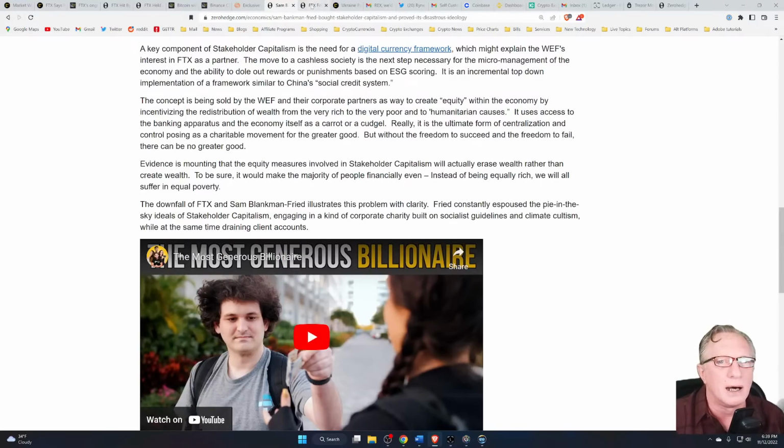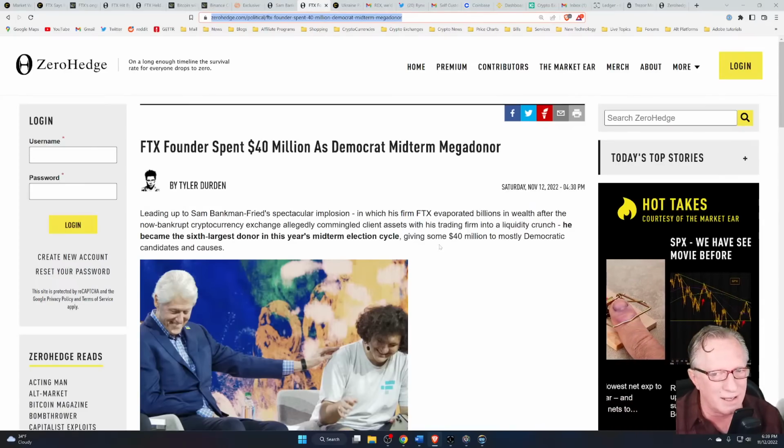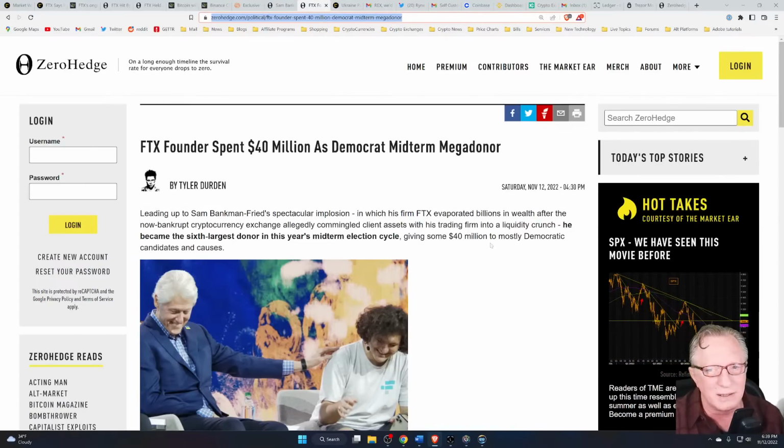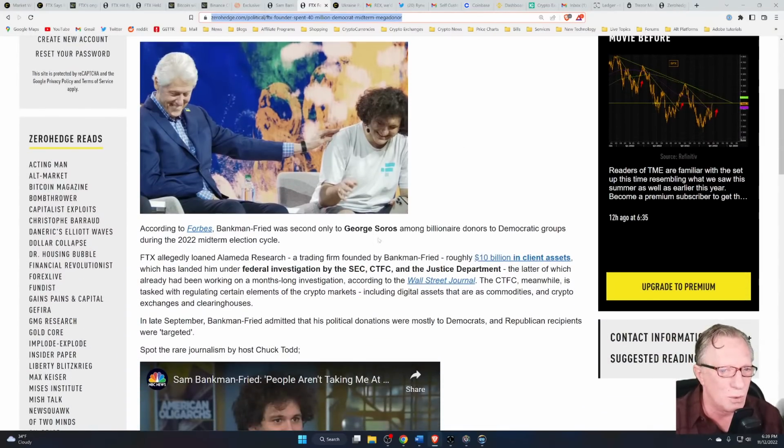Ouch. Here's another good one. FTX founder spent $40 million as a Democrat midterm mega donor. Leading up to Sam Bankman-Fried's spectacular implosion, in which his funds evaporated, he became the 6th largest donor in this year's midterm election cycle, giving some $40 million to mostly Democratic candidates and causes. Whew!